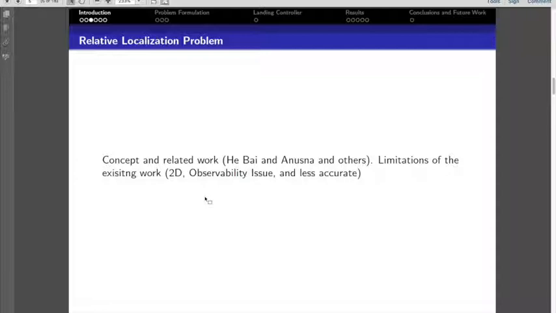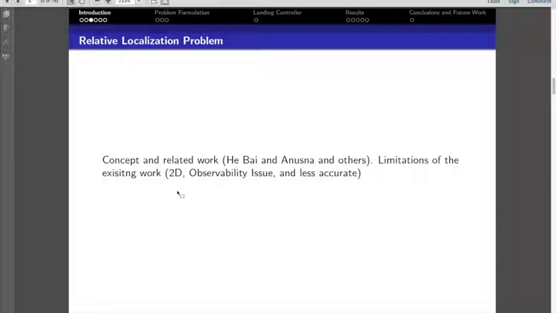Okay. So now you can talk about that, explain the difference between relative and absolute, and then talk about related work. And that related work can include Hebai's work, your relative problem. So Hebai has introduced a problem where they are using relative pose sensors or bearing sensors to estimate relative orientation. Anushna has used range sensors to estimate relative position and relative orientation with an initialization method, using a multi-hypothesis Kalman filter.